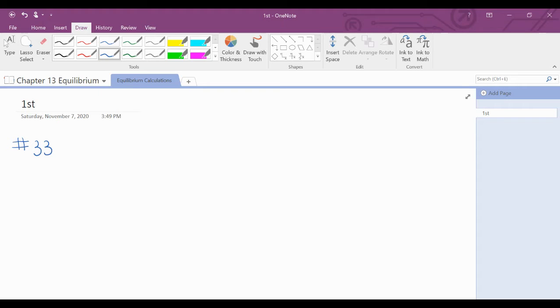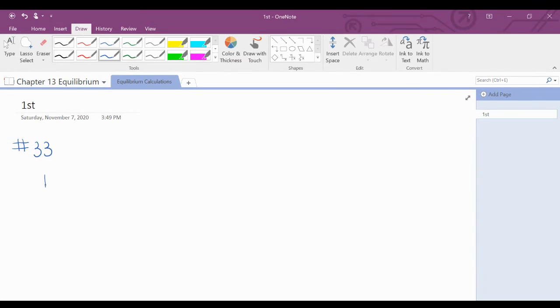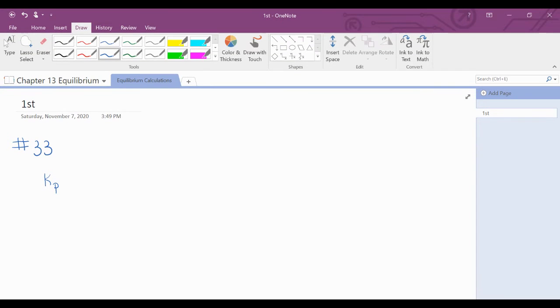So number 33 gives me my balanced chemical equation. It gives me the pressure of each reactant and the pressure of each product, and we are going to calculate the equilibrium constant. In this case, we're searching for Kp. The P here is in regards to the fact that we're using gases, so they're given to us in pressure instead of concentration.